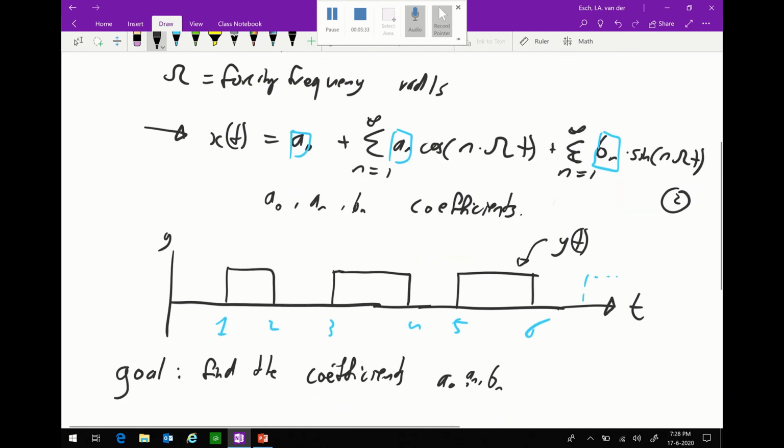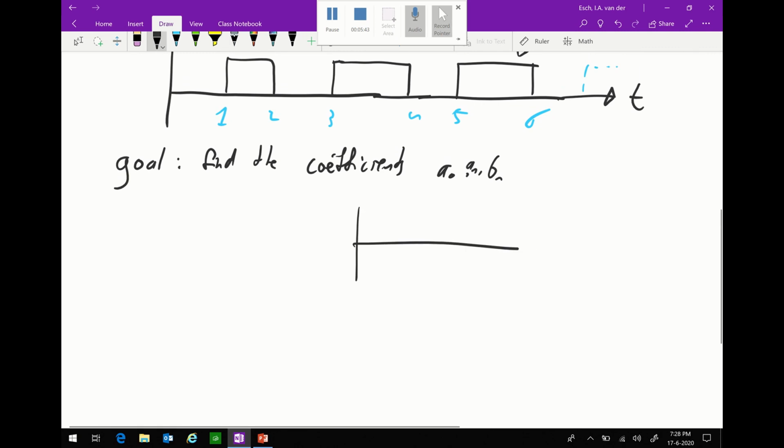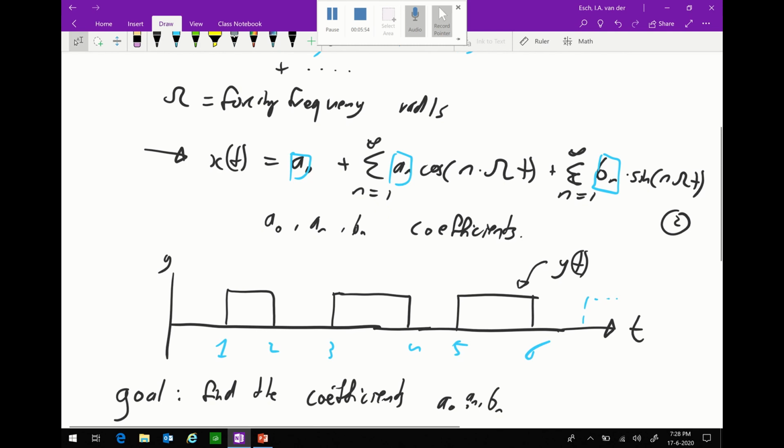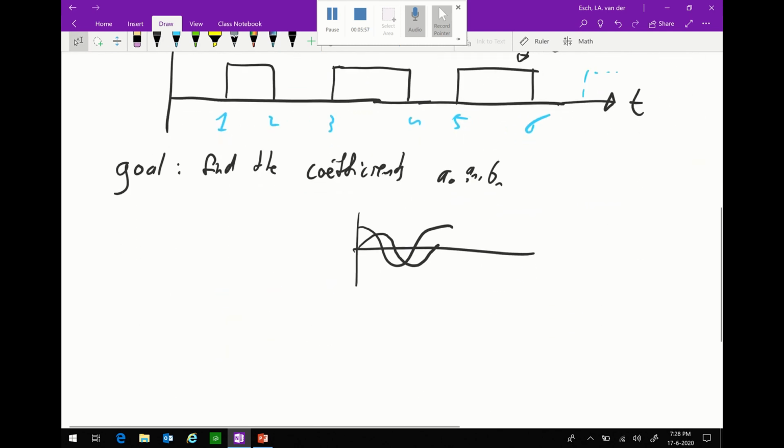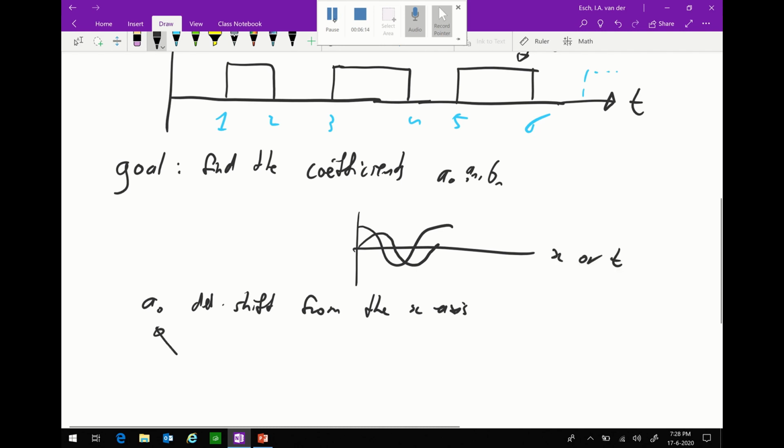If we look closely at this expression, equation 2, since cosine and sine functions are periodic and they are oscillating around 0, you can see that a naught determines the shift from the x-axis or the time axis. So a naught is the average value.